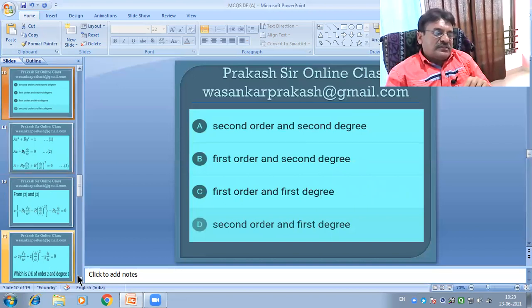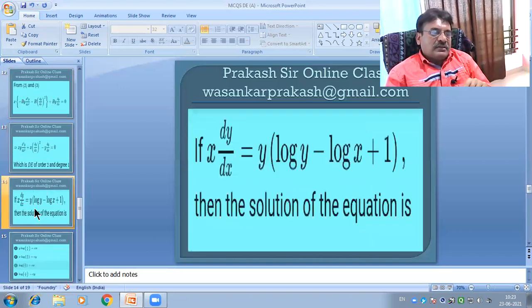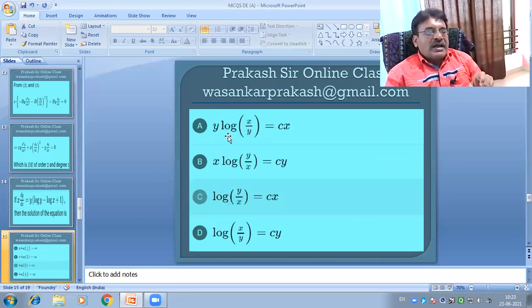Next multiple choice question. Again, we solve one multiple choice question. If x into dy/dx equals y in bracket log y minus log x plus 1, then the solution of the equation is: option A, y log(x/y) equals cx. Option B, x log(y/x) equals cy. Option C, log(y/x) equals cx. Option D, log(x/y) equals cy.